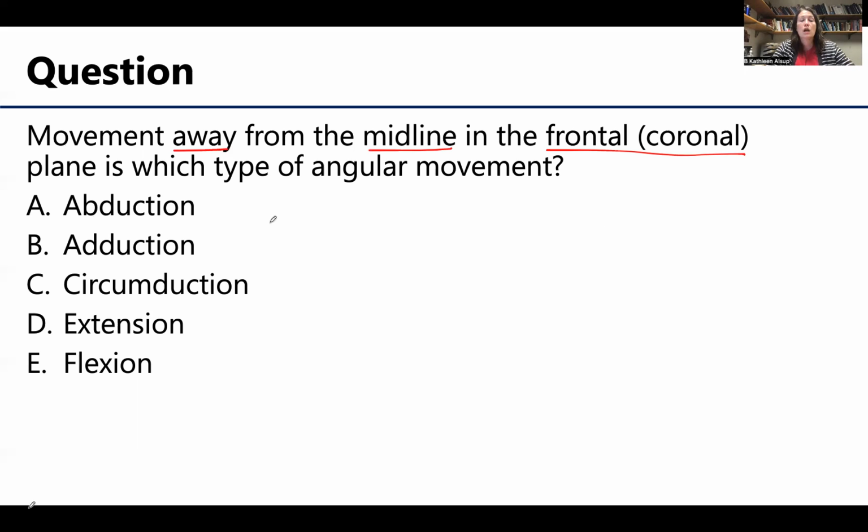All right, so abduction, I like the sound of that. We'll come back to this one. Adduction is movement towards the midline, so that's not right. Flexion and extension typically occur in the sagittal plane, so this isn't correct. And circumduction is really this complex movement of these 2 movements along with these 2 movements, so that's not the correct answer. So abduction is going to be the correct answer here. So abduction, A, is the correct answer.